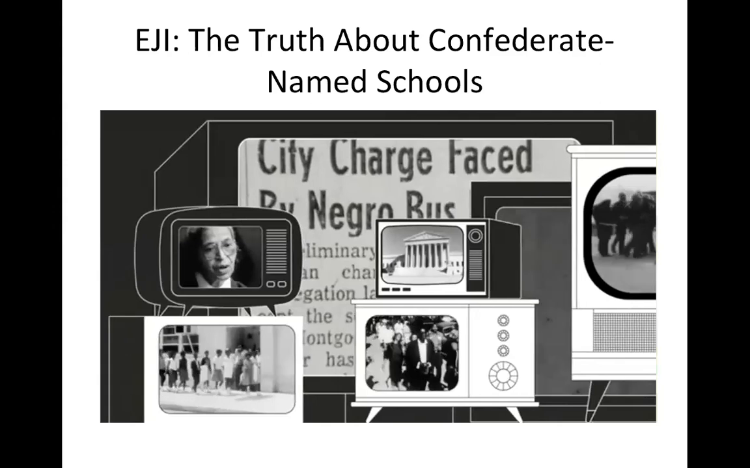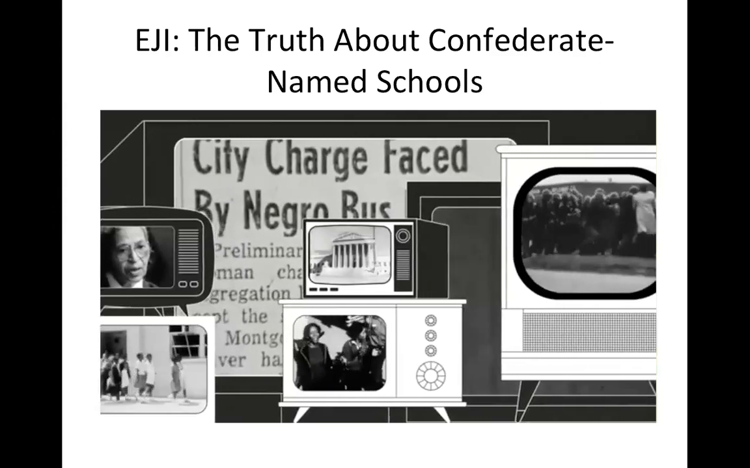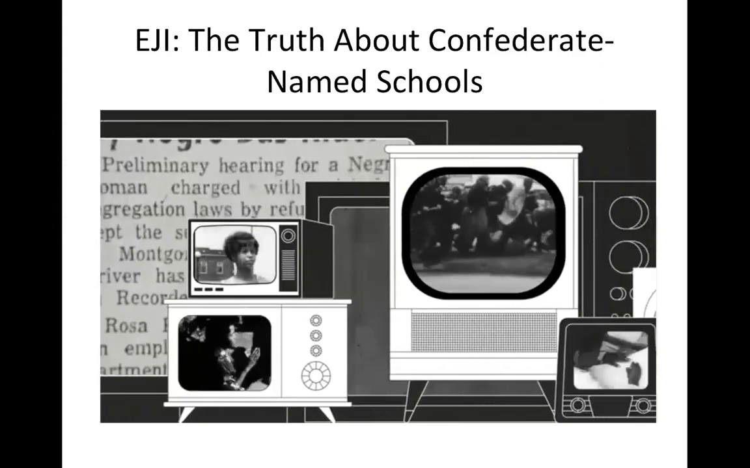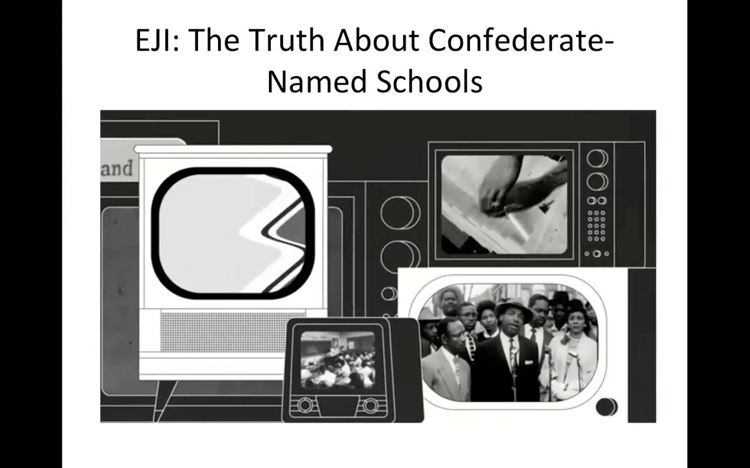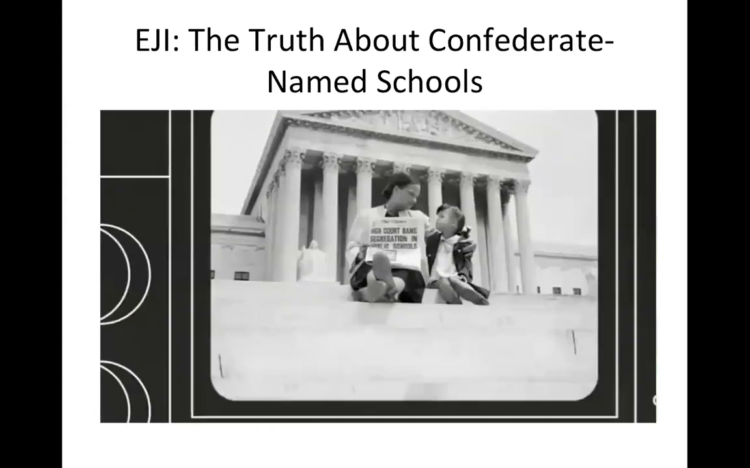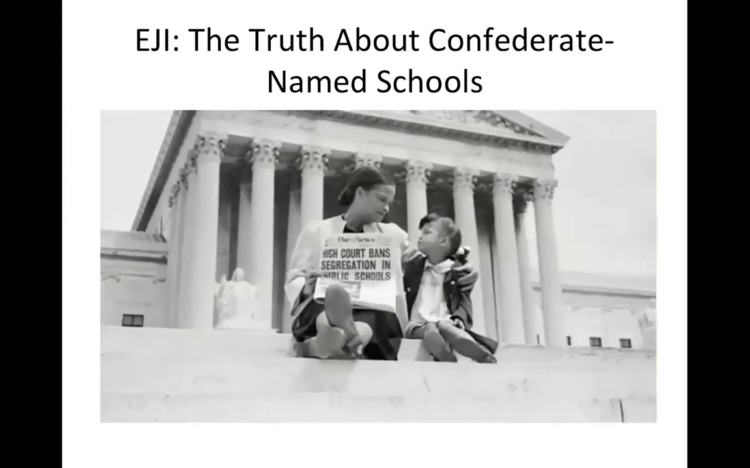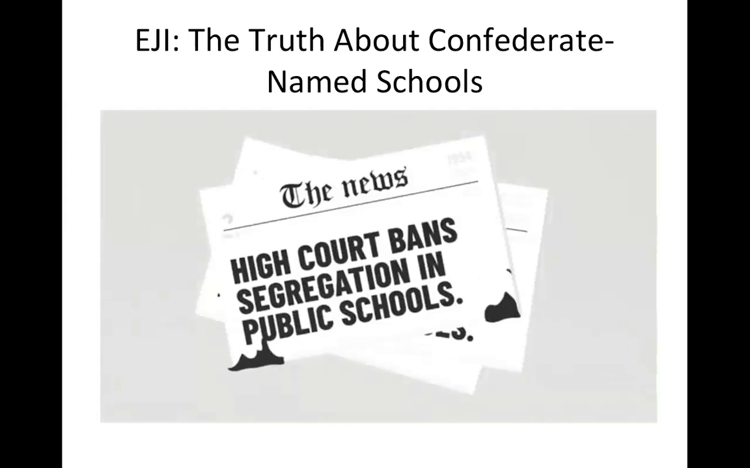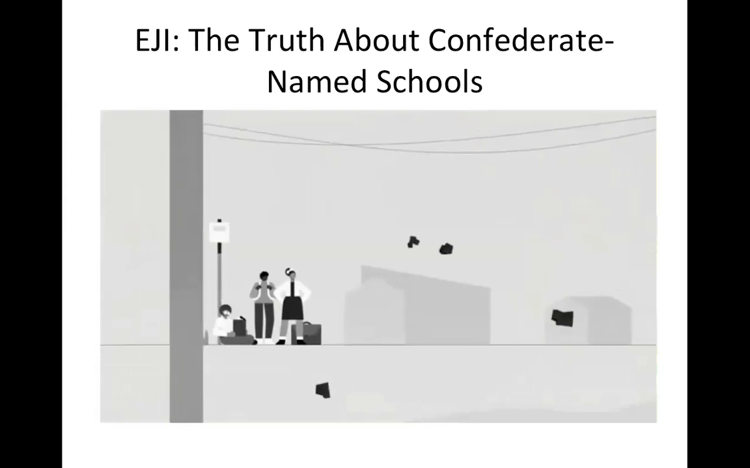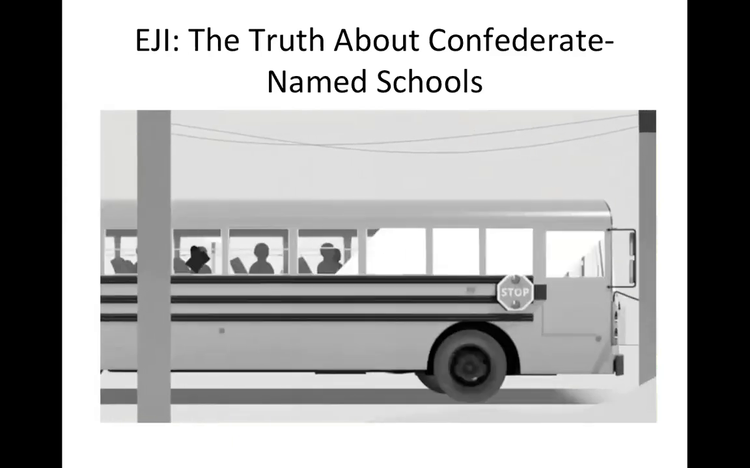This hostility was particularly active in the 1950s and 1960s, when Black Americans fought to integrate public schools. In 1954, when the Supreme Court outlawed school segregation in Brown versus Board of Education, many white Americans were outraged. In response, many white-dominated communities in the United States simply refused to integrate their schools.